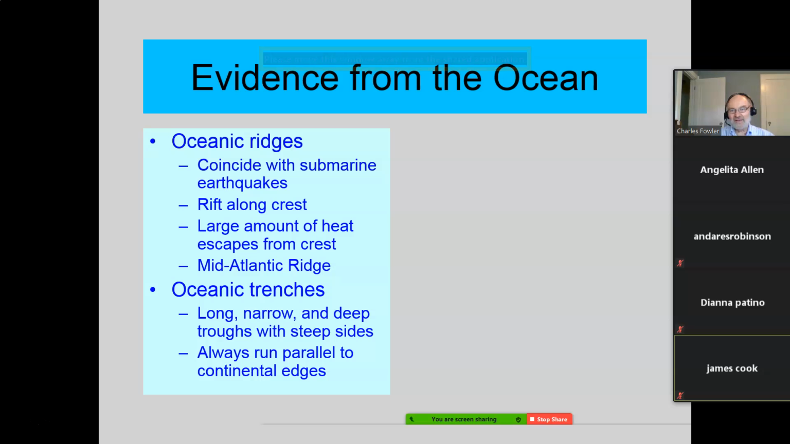these ridges. Okay, these oceanic ridges coincide with these submarine earthquakes. There's a rift along the crest, meaning it splits and goes one way or the other way. Large amounts of heat escape from the crest. If you've got volcanic material coming out of there and it's cooling the rocks real quickly, that means the water is warming up quite a bit very quickly. So that's how they know those are happening. The most famous of these is the Mid-Atlantic Ridge.